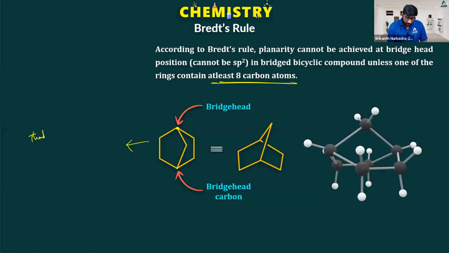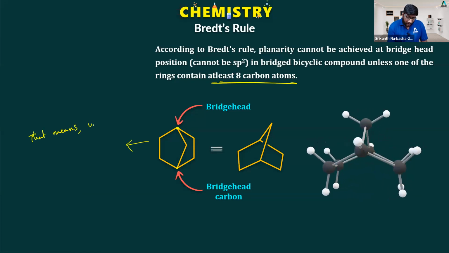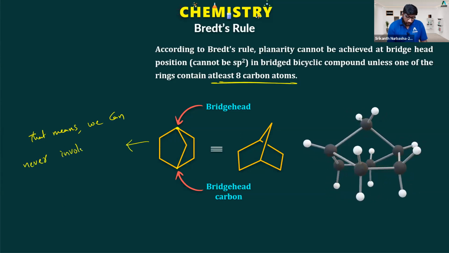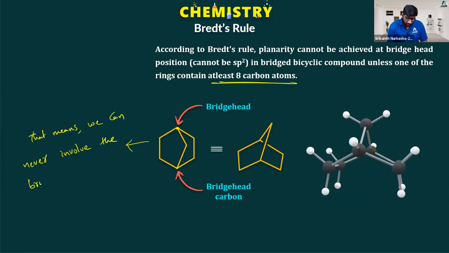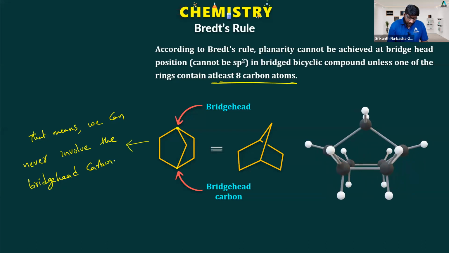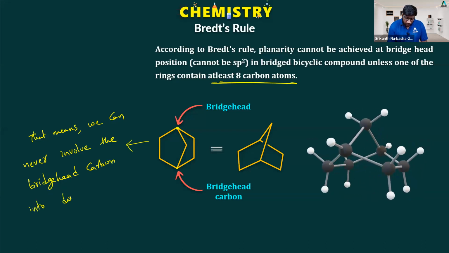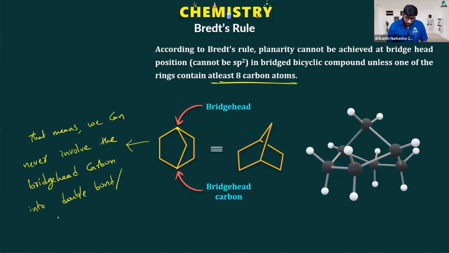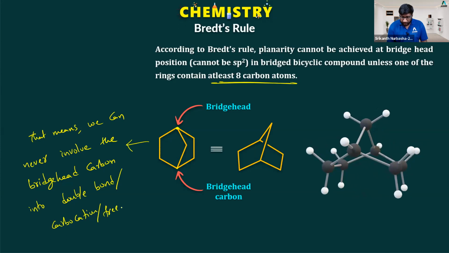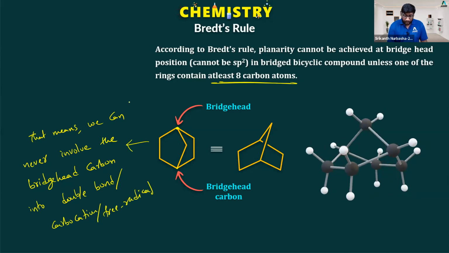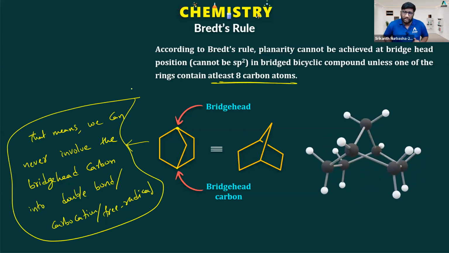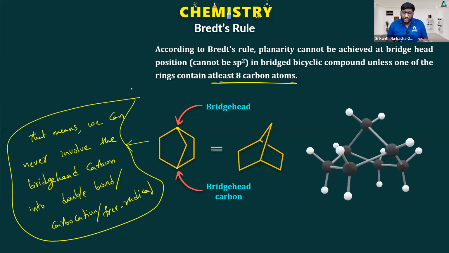That means we can never involve the bridgehead carbon into a double bond, or carbocation, or free radical. This is nothing but Bredt's rule. Why is it so? Because of repulsions, the planarity can never be achieved. Because if they are in the same plane, the repulsions are high.